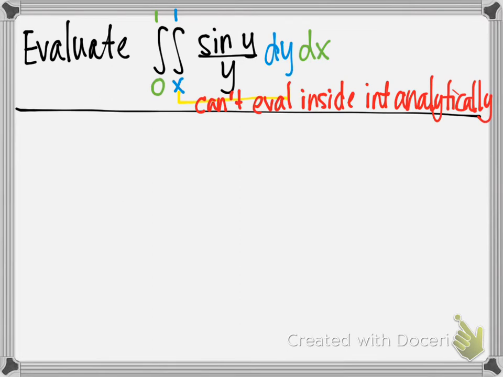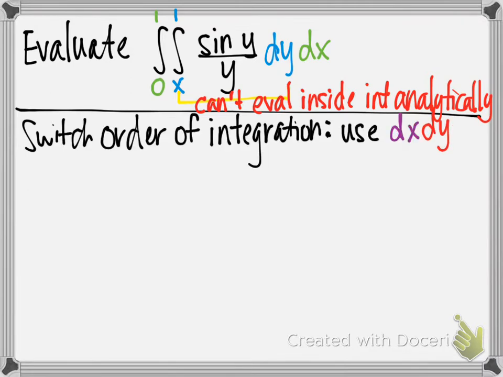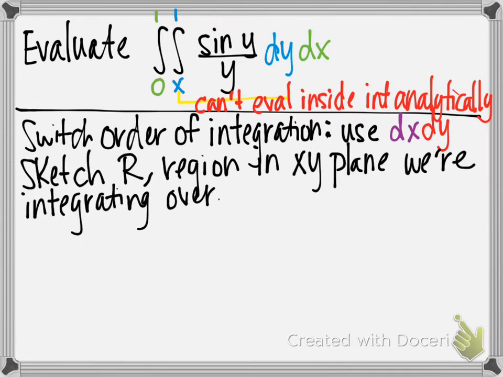Okay, so in this case, our strategy to do this whole double integral is going to be to switch the order of integration. So we'd like to use dx dy instead. Unfortunately, it is not as easy as just switching the order of the integrals. It does not work like that. Instead, what we need to do is sketch the region we're actually integrating over. We're not sketching what's in the integrand, we're not sketching sine of y over y. We're sketching the region that's been described by these limits of integration.